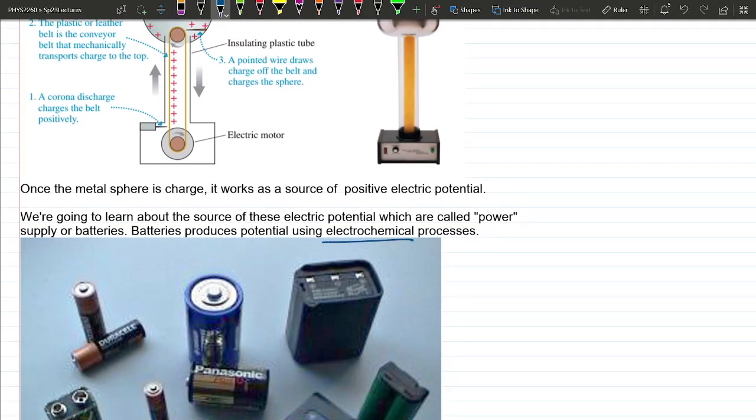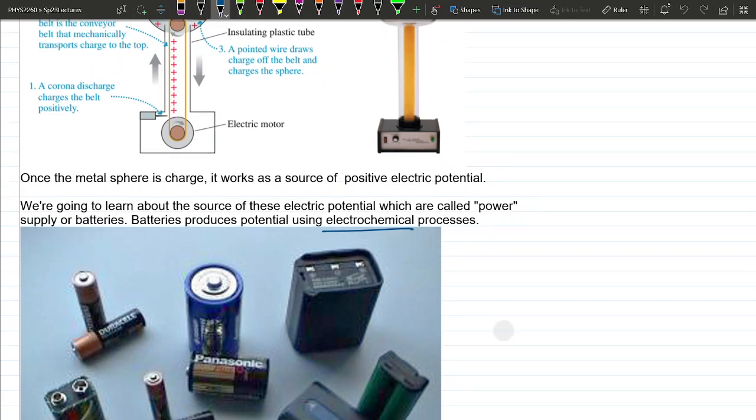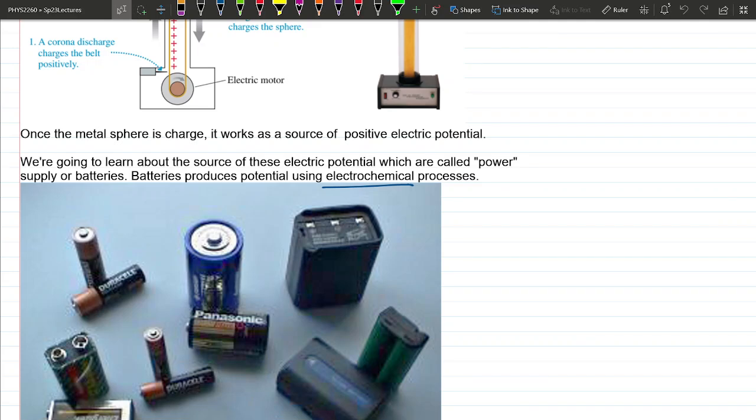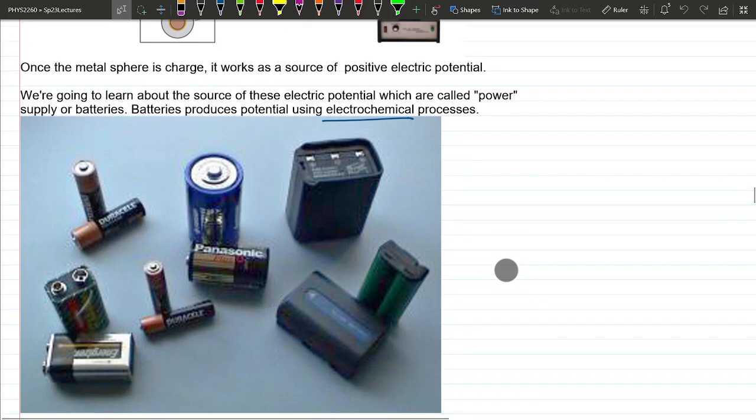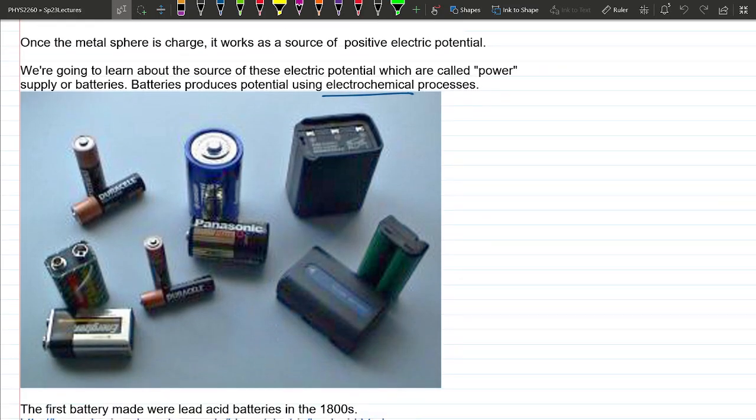Nowadays, we use an electrochemical process, and you're actually using this right now if you have a computer or a phone. This is through these things called batteries. Hopefully you've seen these objects: some AAs, AAAs, some 9-volt batteries, and camera or laptop batteries. Laptops used to have actual batteries you could plug in, but now it's just built into them.